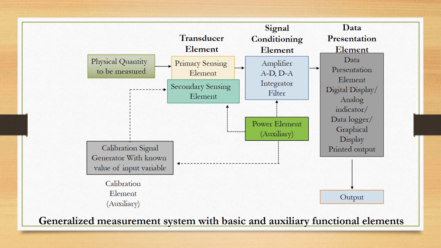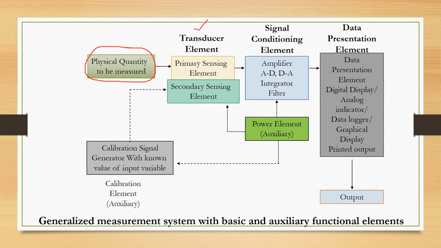Now this is the figure which is showing generalized measurement system with basic and auxiliary functional elements. So in this figure, as you can see, here is shown the physical quantity which is to be measured. That physical quantity could be anything: pressure, temperature, distance, anything.